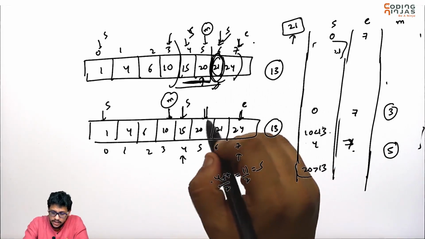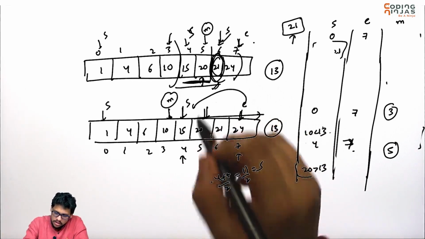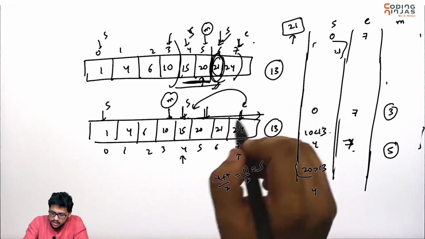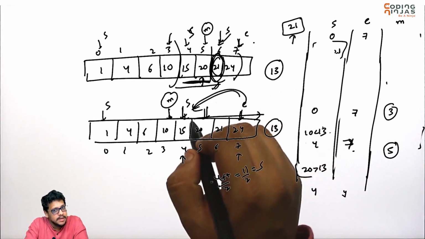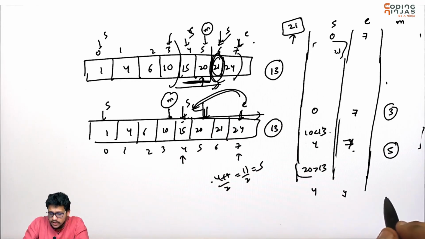If 20 is greater than 13, that means you have to ignore the right part. Your end will move here. So start will still remain the same, 4 only, and end will become 4. That will become mid minus 1. Now you will do 4 plus 4 divided by 2. That is equal to 4.